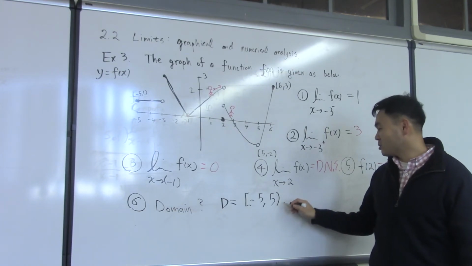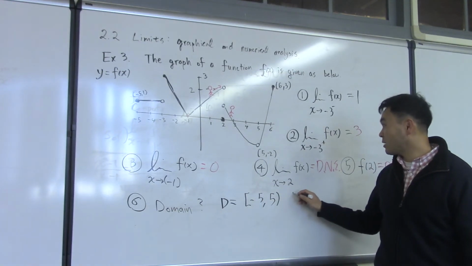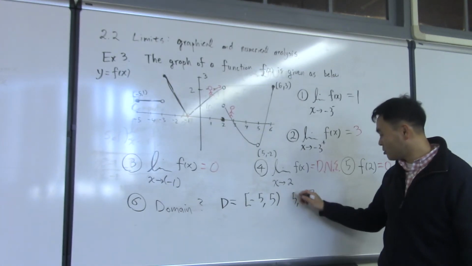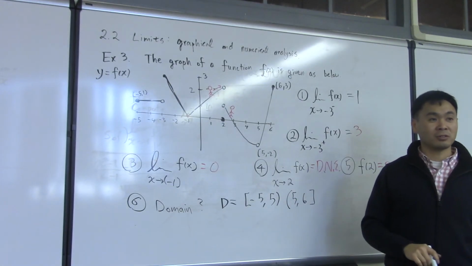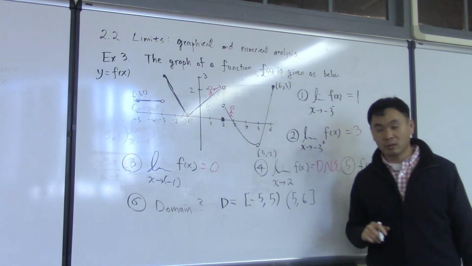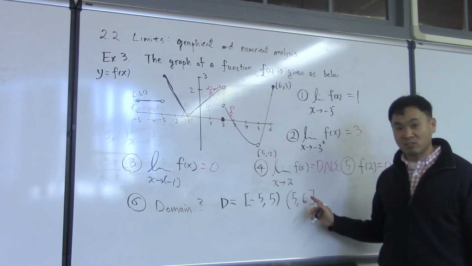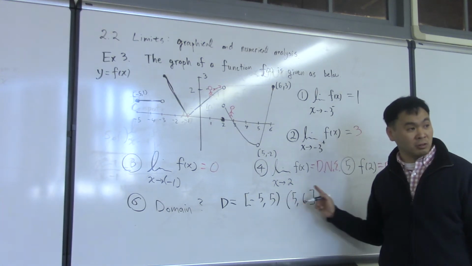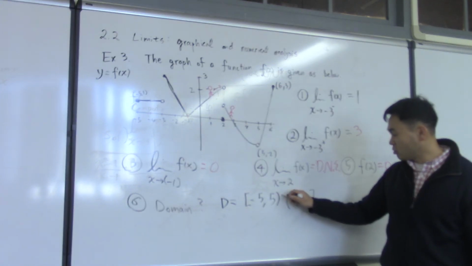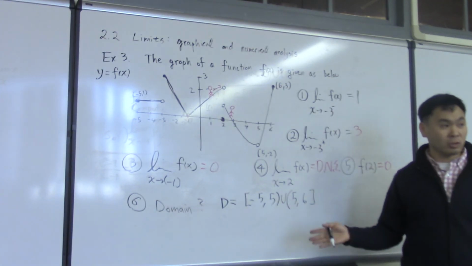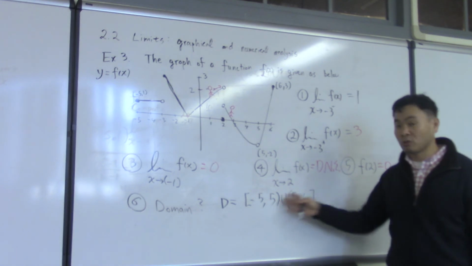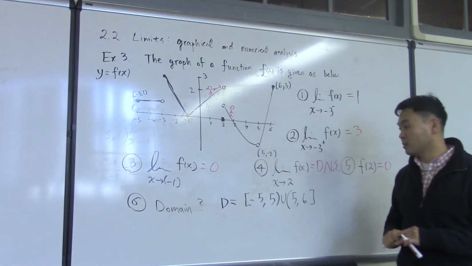Okay, so it's -5 to 5 and 5 through 6, but at 5 you have to put this round bracket because 5 is not included, and if you have more than one interval, the notation is a union. So you put this U in between to say that it's a union of two intervals. That's the answer.